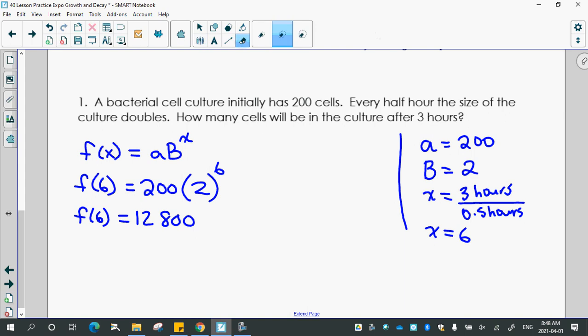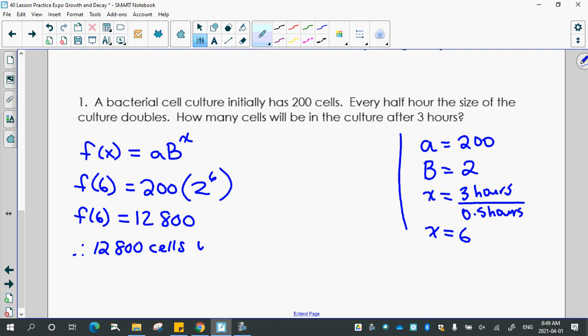I should probably put the 6 on the inside of the brackets, just so there's no confusion about it's 2 to the 6 times 200, not 200 times 2 all to the 6. And then we need a good therefore statement. So how many cells will be in the culture after 3 hours? Therefore, 12,800 cells will be in the culture after 3 hours.